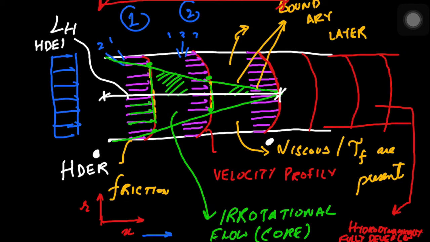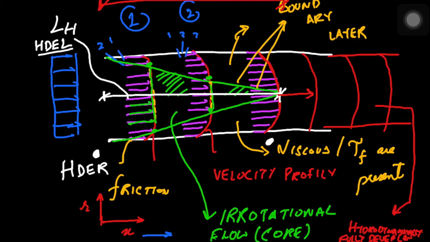So after this point, the flow is fully developed. So it is hydrodynamically fully developed flow. A flow is said to be fully developed when the normalized temperature profile remains unchanged as well. So we need to understand that the temperature profile and the heat transfer are also constant. These are terms we need to keep in mind: developing velocity profile and fully developed velocity profile.